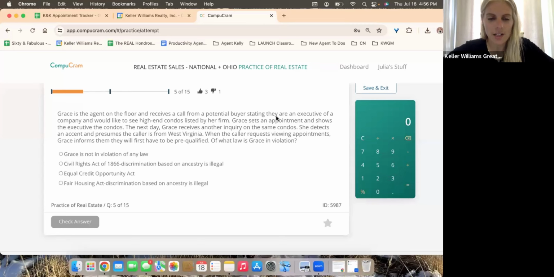A, Grace is not in violation of any law. B, Civil Rights Act of 1866, discrimination based on ancestry is illegal. C, Equal Credit Opportunity Act. Or D, Fair Housing Act, discrimination based on ancestry is illegal.